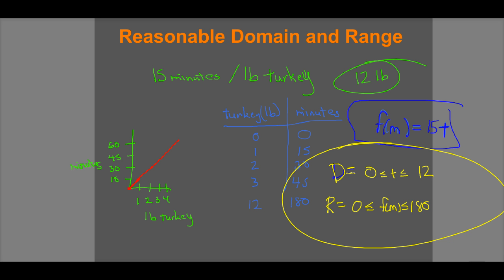The hardest part about reasonable domain and range, other than remembering what it is, is just to remind yourself that there are a lot of situations, and even though it says 1 pound of turkey is 15 minutes, you could just say, I'm not going to bother with it. I don't want to do it anyway. You don't have to cook if you don't want to. You just have to eat.